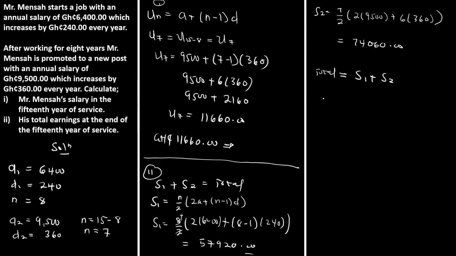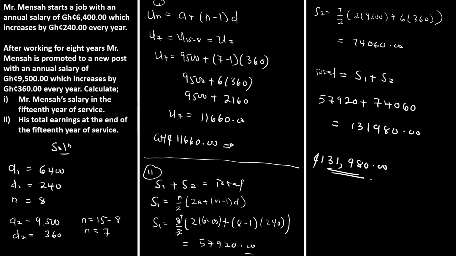So that will be 57920 plus 74060, and that will yield 131,980.00. Okay, so after working for 15 years in the company, he had 131,980.00. In other words, 131,980 cedis. Okay, so that is the amount that he had after working for 15 years.